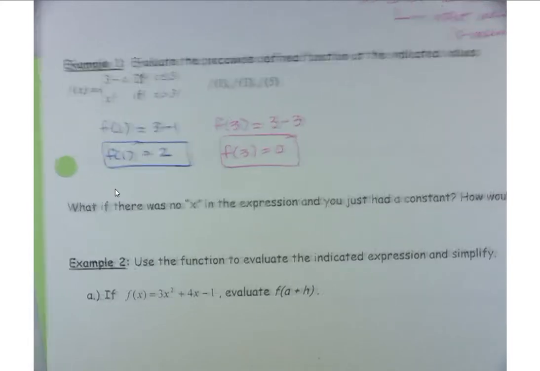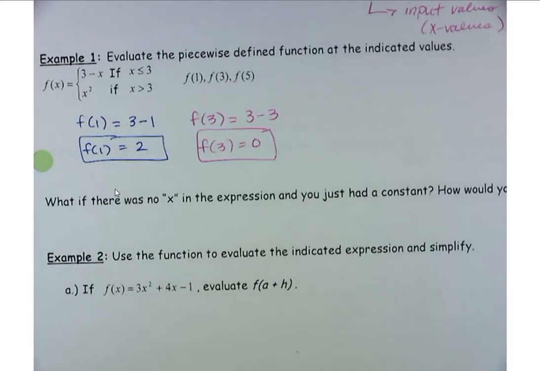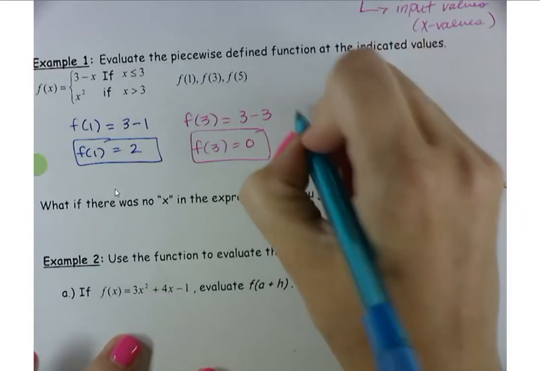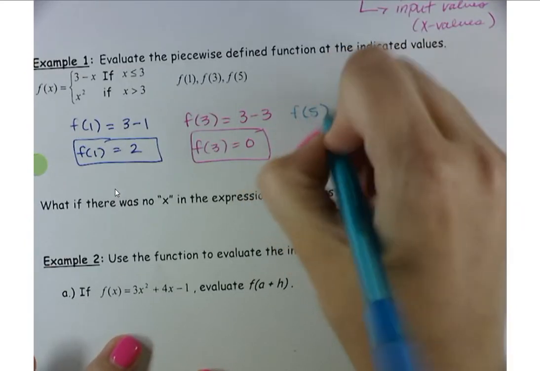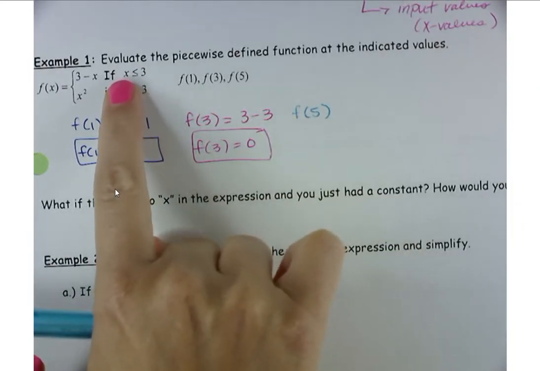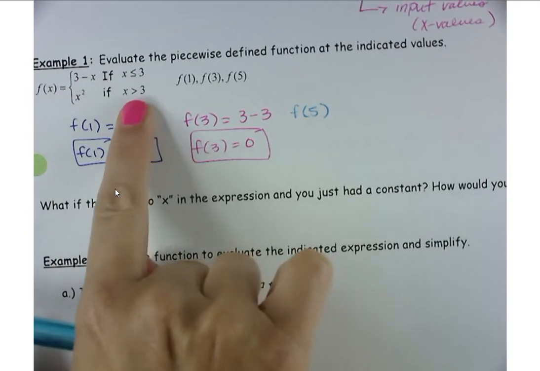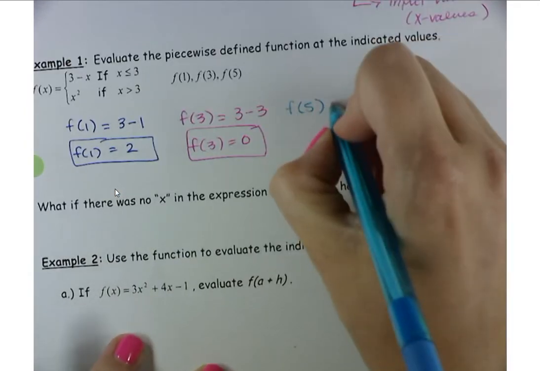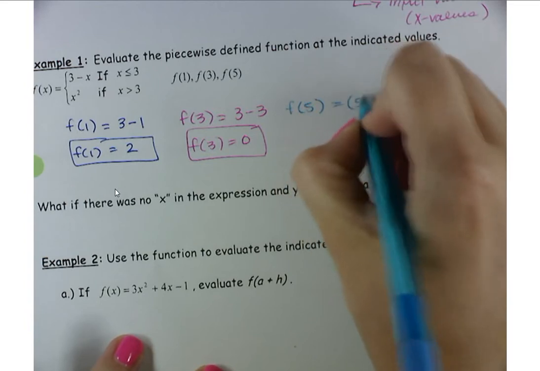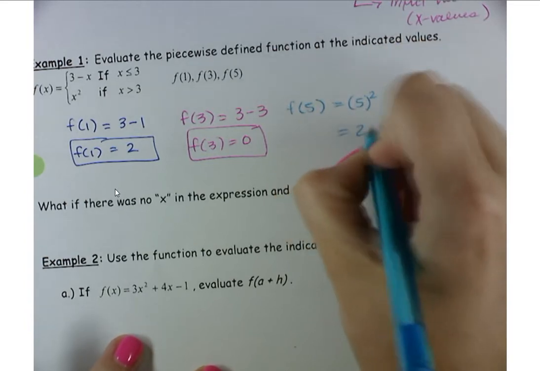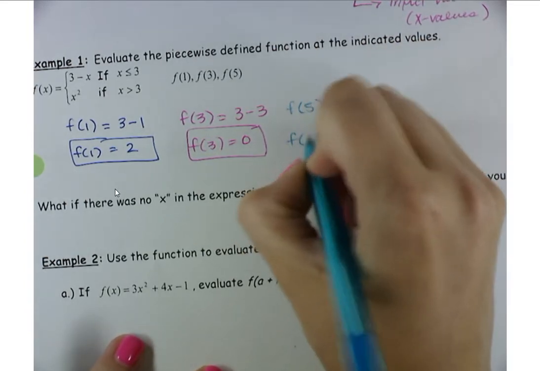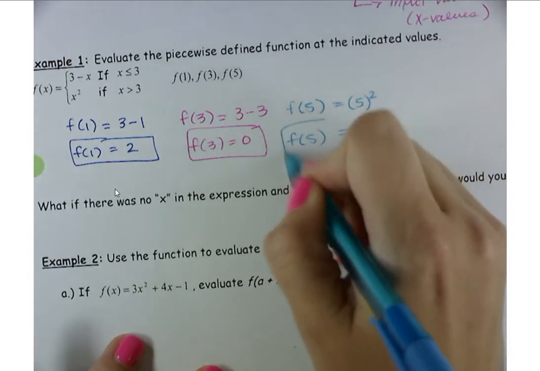Okay, Charlie, what about f of 5? You use the second. Why? Because 5 is bigger than 3. Good, okay, so 5 is not less than or equal to 3, so I am not going to use the first equation. 5 is greater than 3, so I will do 5 squared, which will be 25. So f of 5 is going to equal 25.